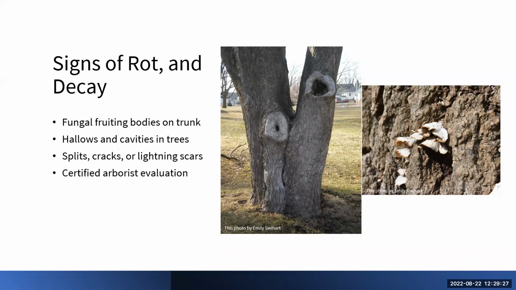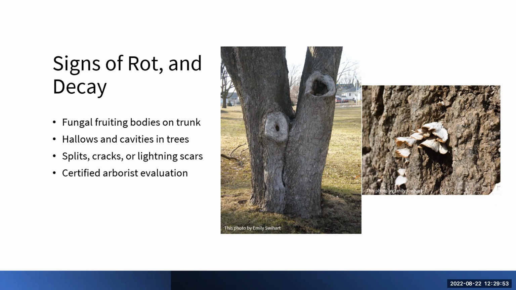Some signs of rot and decay would be fungal fruiting bodies on the trunk. So you can see here, this would be a sign of something happening inside of the tree. These are of great concern because you can't always manage what is happening inside of the tree. So you'd want to hire an arborist to get a better answer about what is going on, where that internal structure might be compromised.